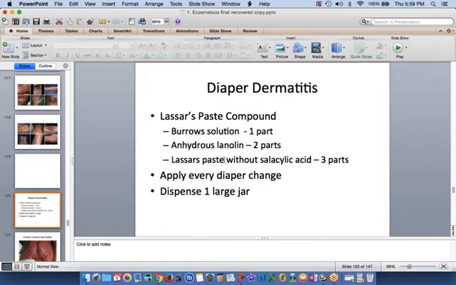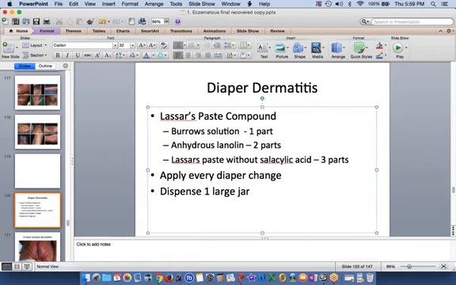You need to send the patient with a prescription for this to a compounding pharmacy, and it needs to be applied every time the diaper is changed. Give them a large jar, meaning maybe 1 pound, and see the patients back every week until they're better. The parents really appreciate that kind of stuff.